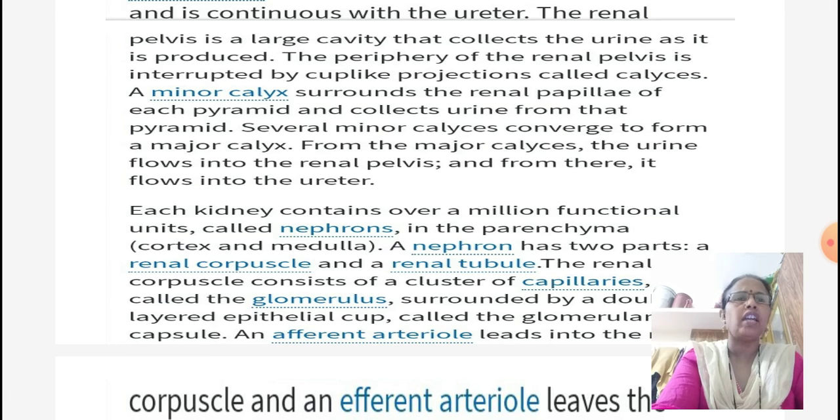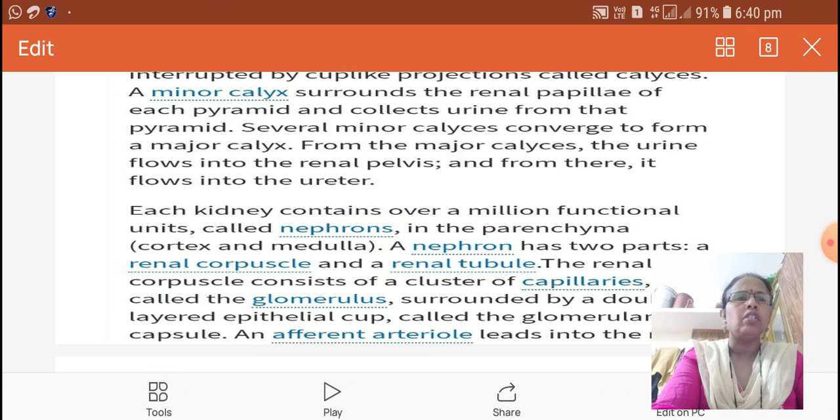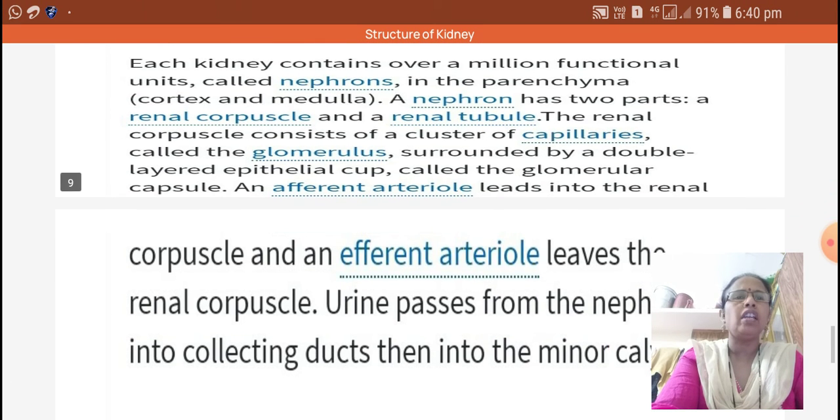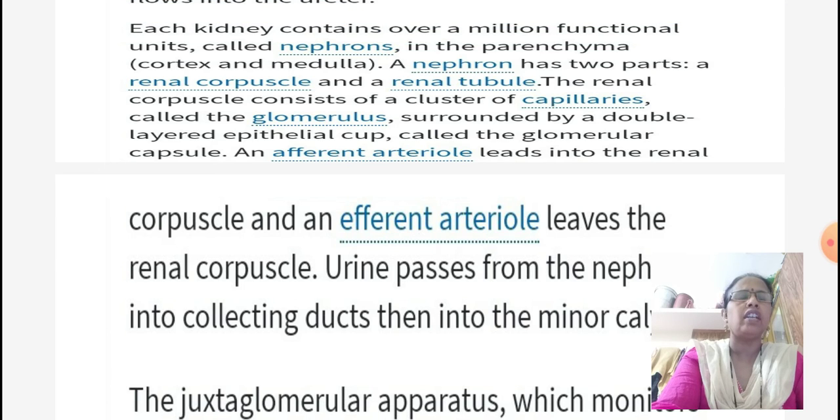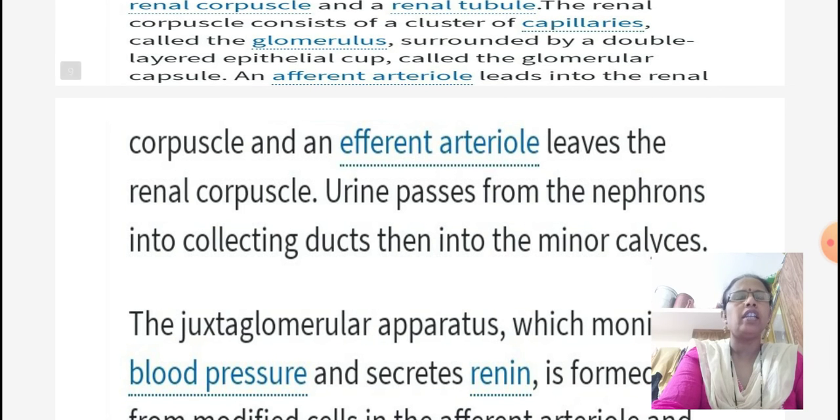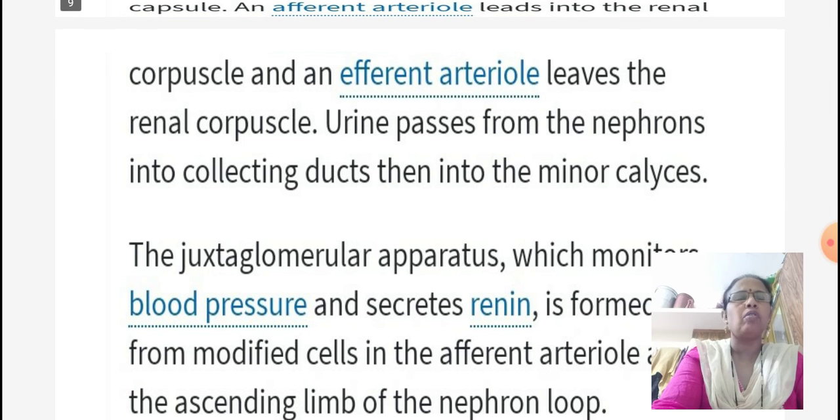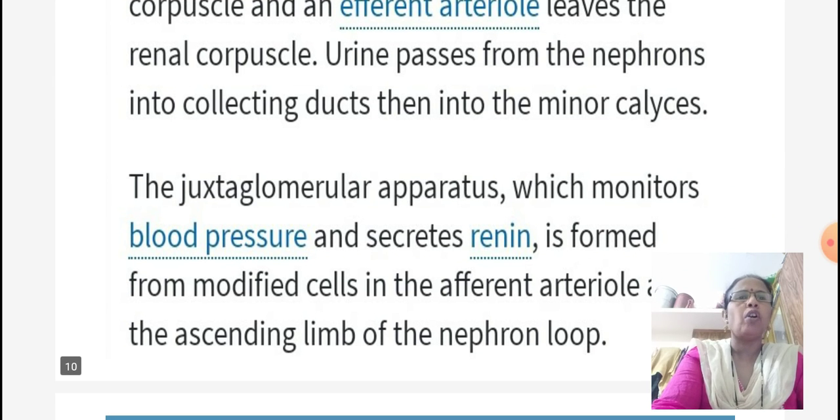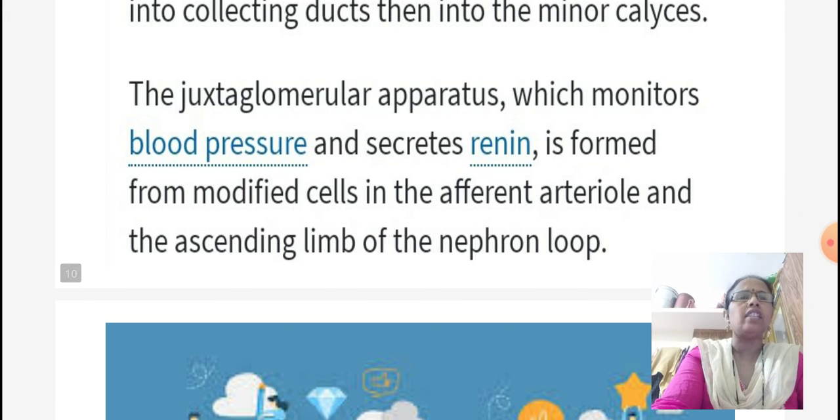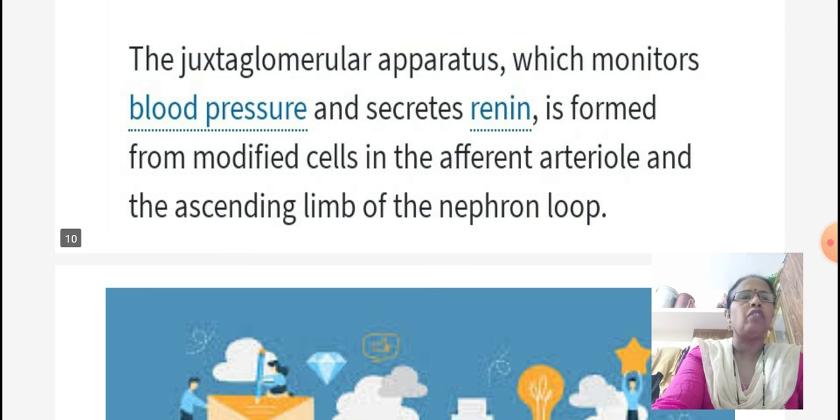An afferent arteriole leads into the renal corpuscle and an efferent arteriole leaves the renal corpuscle. Urine passes from the nephron into the collecting duct, then into the minor calyxes. The juxtaglomerular apparatus, which monitors blood pressure and secretes renin, is formed from modified cells in the afferent arteriole and the ascending limb of the nephron loop.